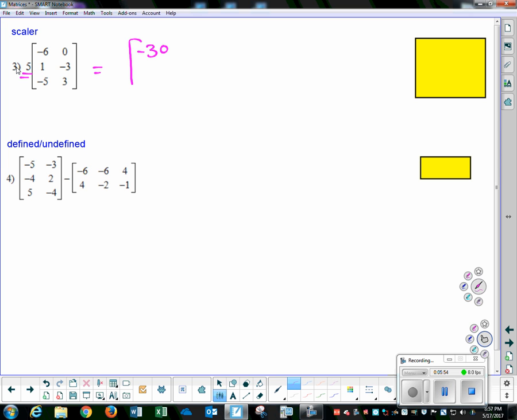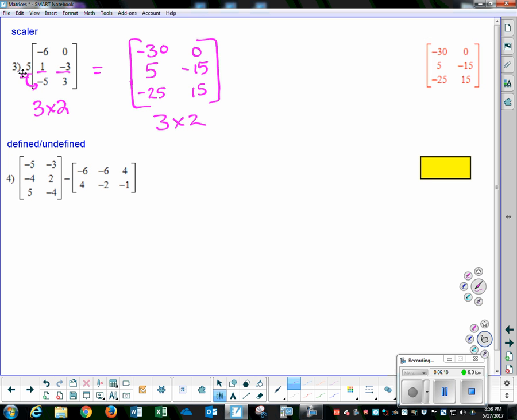5 times -6 makes -30. 5 times 0 is 0. 5 times 1 is 5. 5 times -3 is -15. And then let's go 5 times the bottom row, and we'll have -25 and a +15. If I started with a 3 by 2 matrix, I'm going to finish with a 3 by 2 matrix.